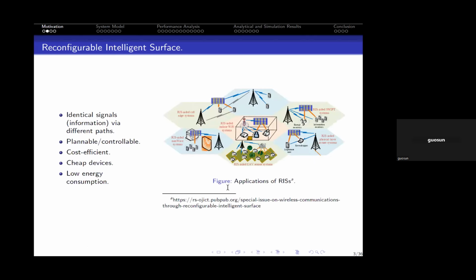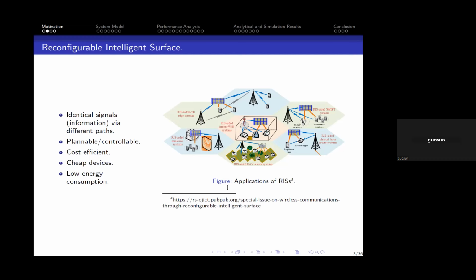So what is RIS? In recent years, RIS has been a very hot topic in 6G. From a physical layer view, it is assumed to be a magic surface that can reflect signals either from the base station or from some user to the receiving user or the base station. So we see here it can be deployed as a secondary signal source and connect the base station to the user if they are not well connected.